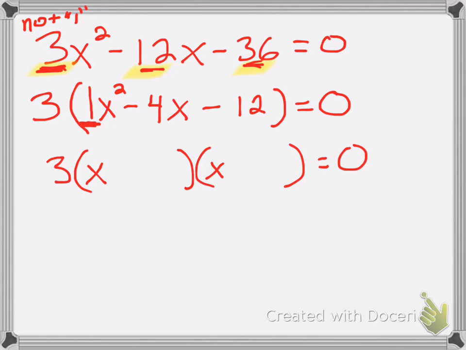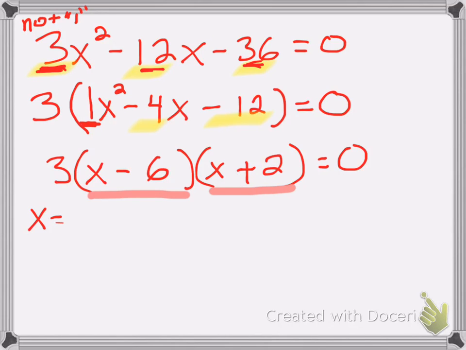Now, we got to do that thing of 2 numbers that multiply to give me negative 12. And they got to add to give me negative 4. I'm not going to draw it up on the video. I'm just going to tell you that negative 6 and positive 2. Negative 6 times positive 2 is negative 12. Negative 6 plus 2 is negative 4. Okay? I did that thing in my head. Now, let's solve each one of these parentheses. Set them equal to 0.